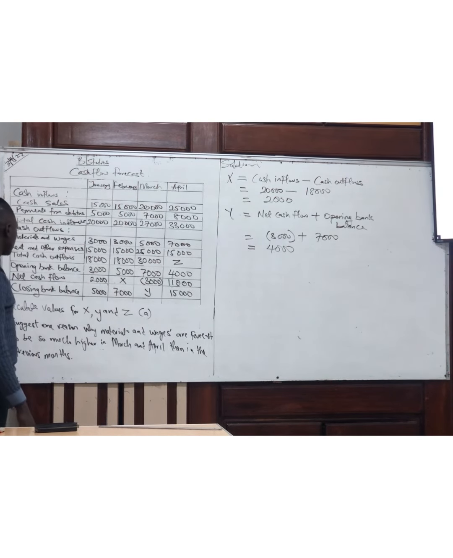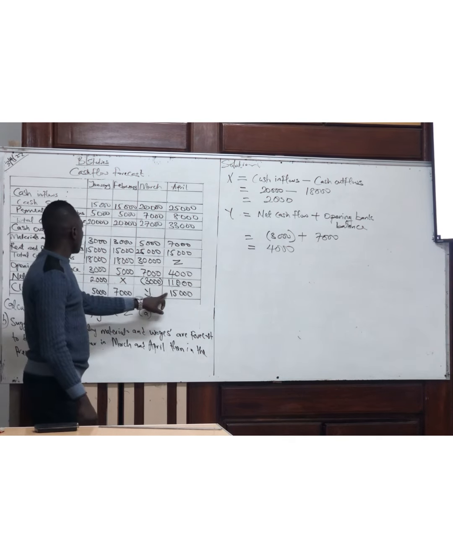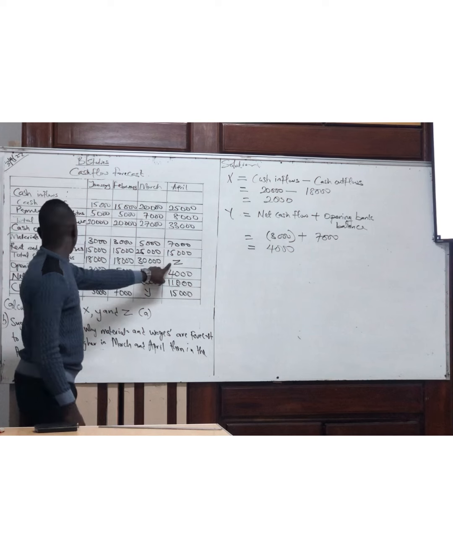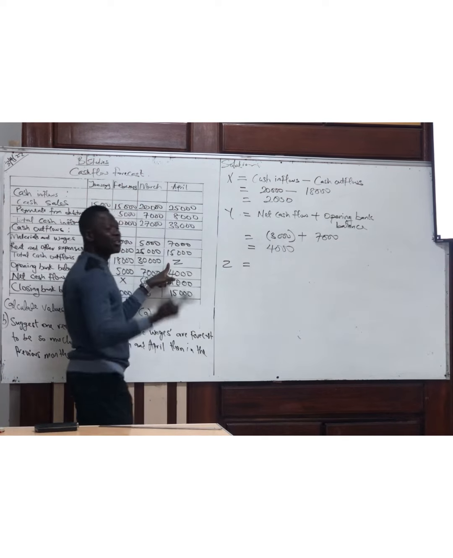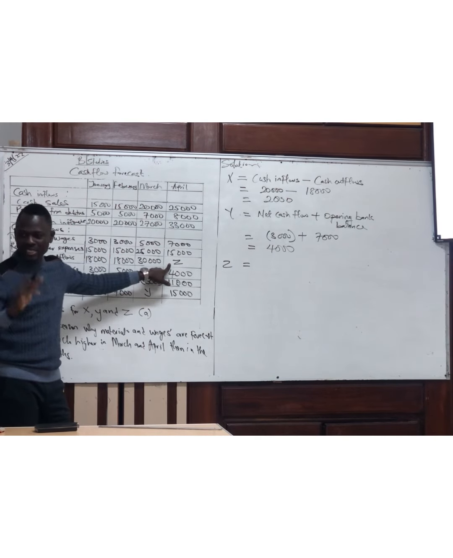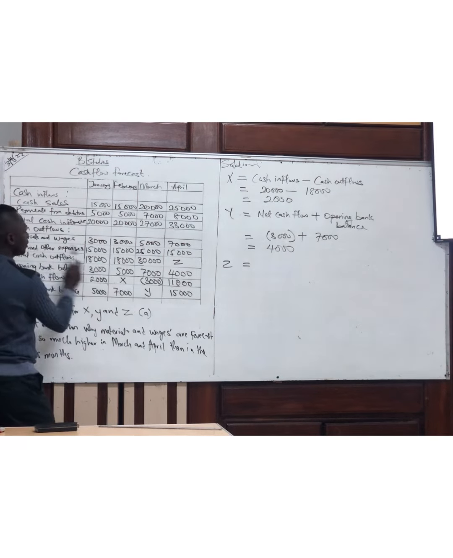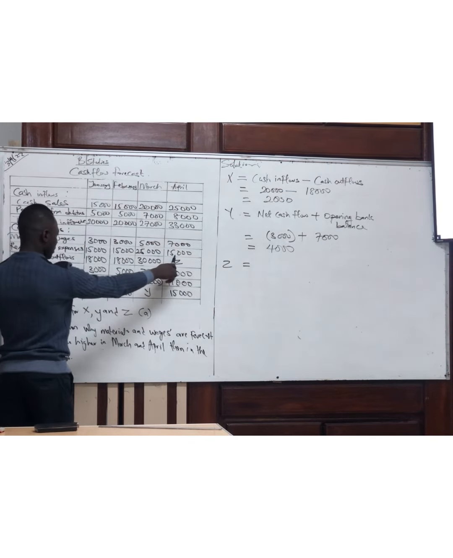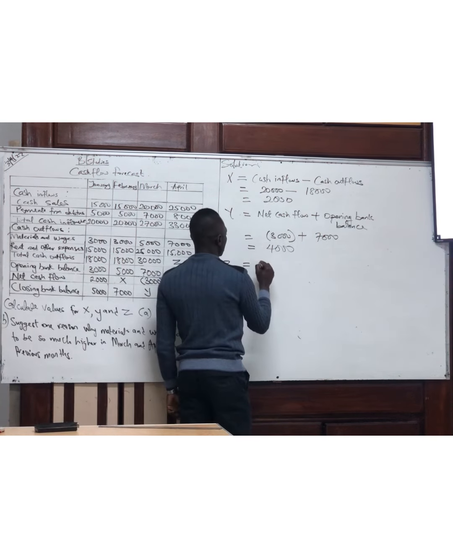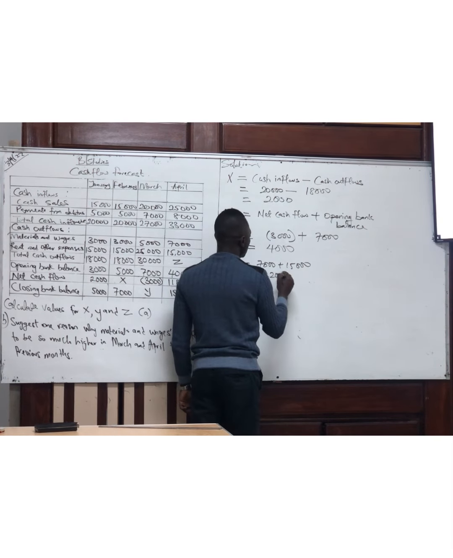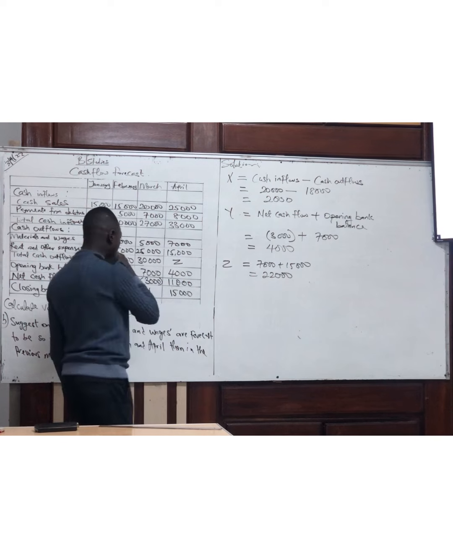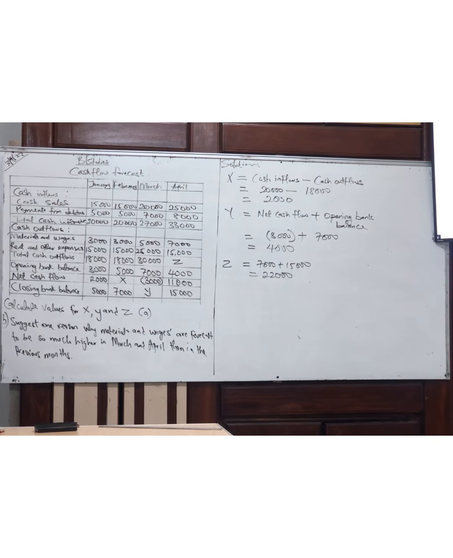Then we have Z. We are told to find what? The total cash outflows. So Z, the total cash outflows, are your total outflows in terms of cash out. So here we have 7,000 and 15,000. So it will be 7,000 plus 15,000, which is 22,000. So here is 22,000. Is it clear? Do you have any question about it? Are we sure we don't have any question? Is it clear? Yes. Alright.